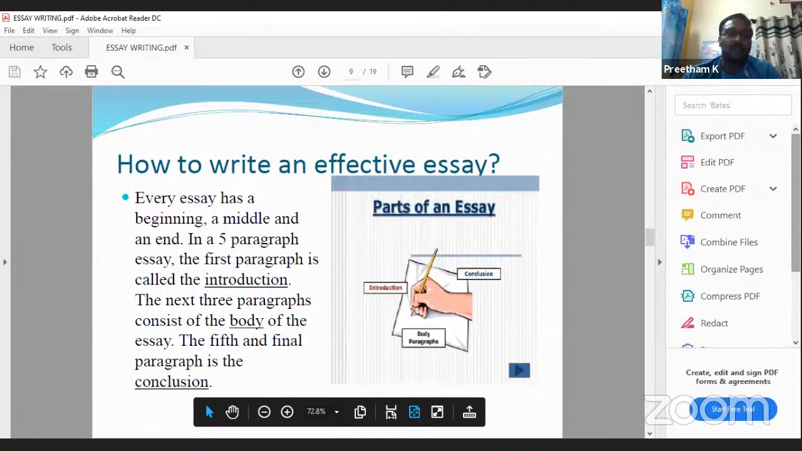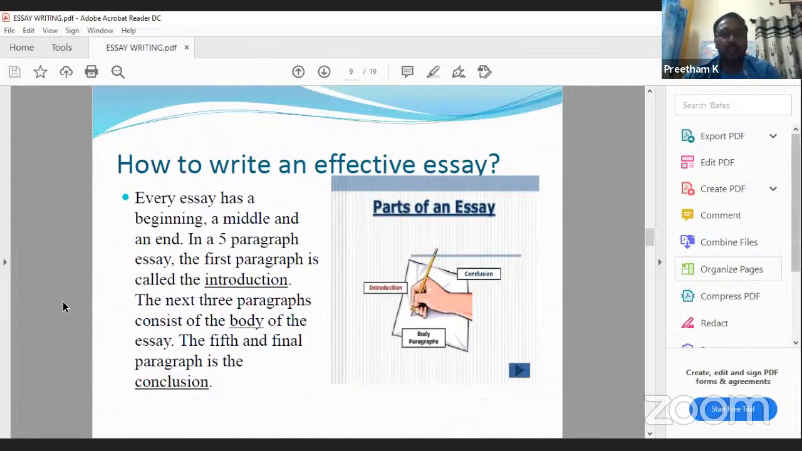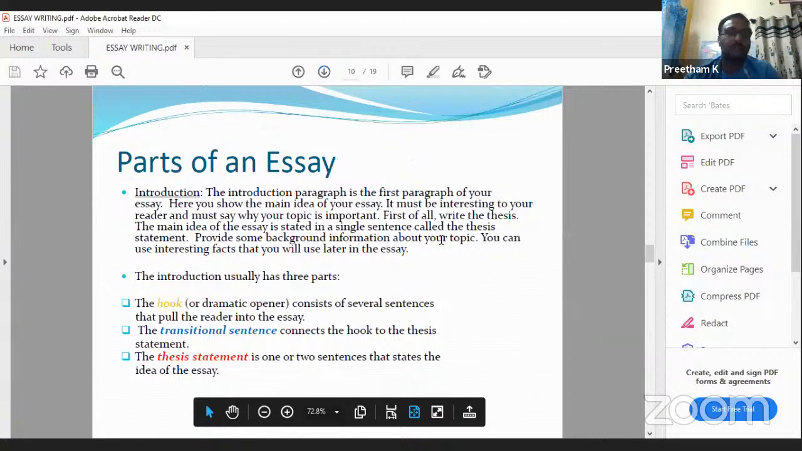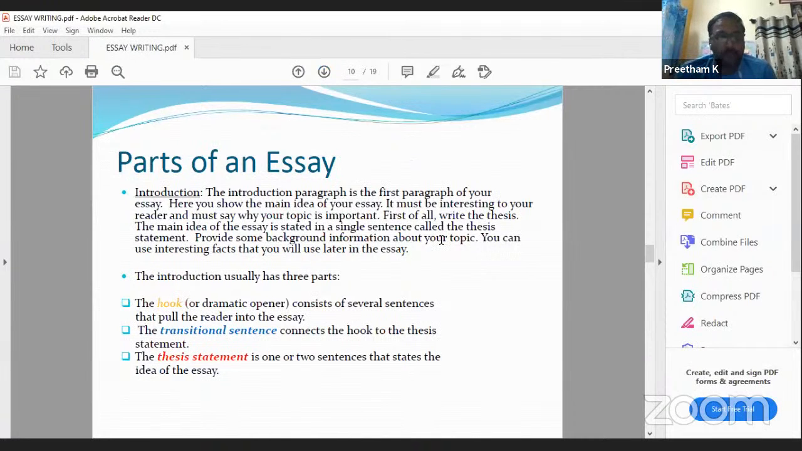How to write an effective essay? Every essay has a beginning, a middle, and an end. In a 5-paragraph essay, the first paragraph is called the introduction. The next 3 paragraphs consist of the body of the essay. The 5th and final paragraph is the conclusion. I elaborated this earlier. Now we are focusing on each aspect of the essay.